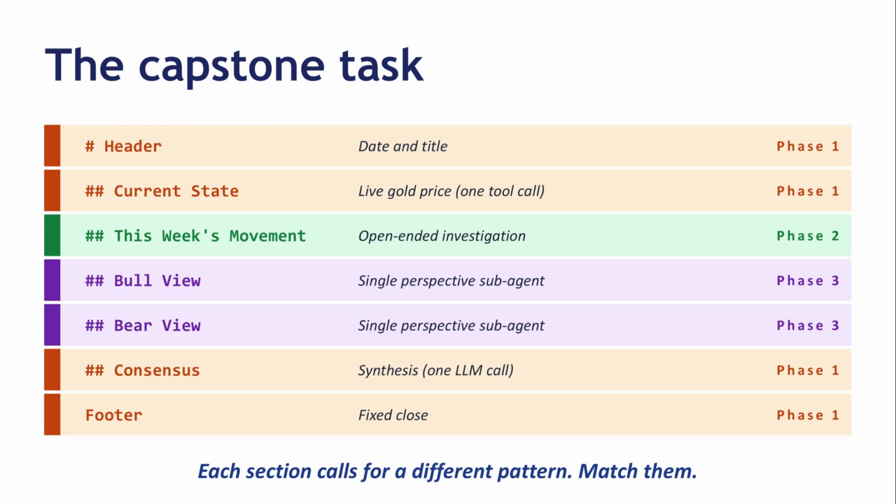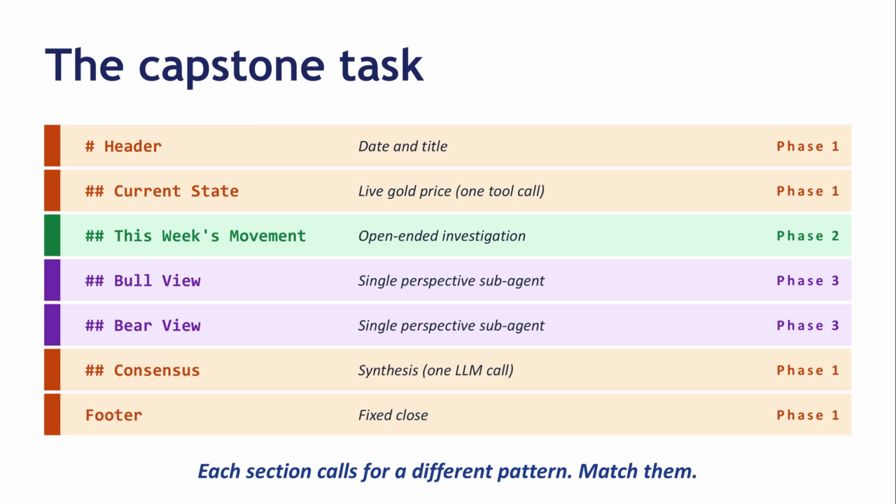Look at the briefing structure. 7 sections: header, current state, this week's movement, bull view, bear view, consensus, footer. Each section has a different shape of problem behind it. The header just needs a date. The current state needs a fresh price. The week's movement needs investigation. We don't know in advance which data points will matter. The bull and bear views need single, evidence-based perspectives. The consensus needs synthesis. The footer is fixed text.